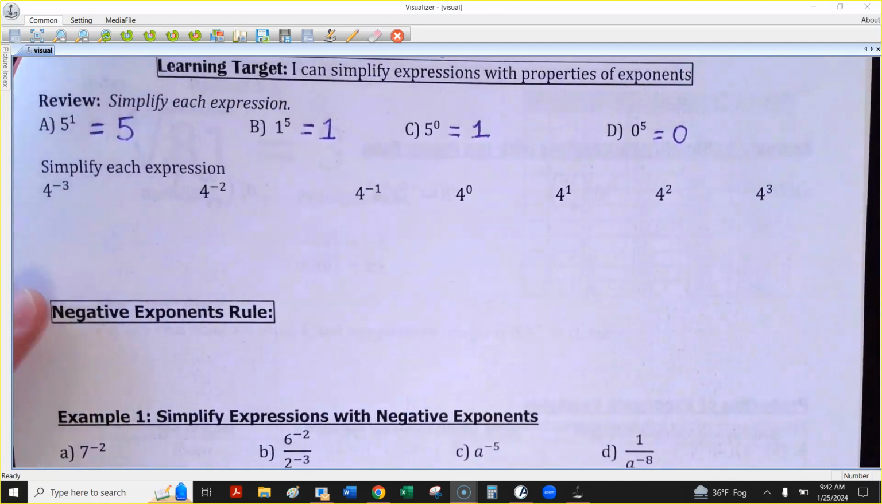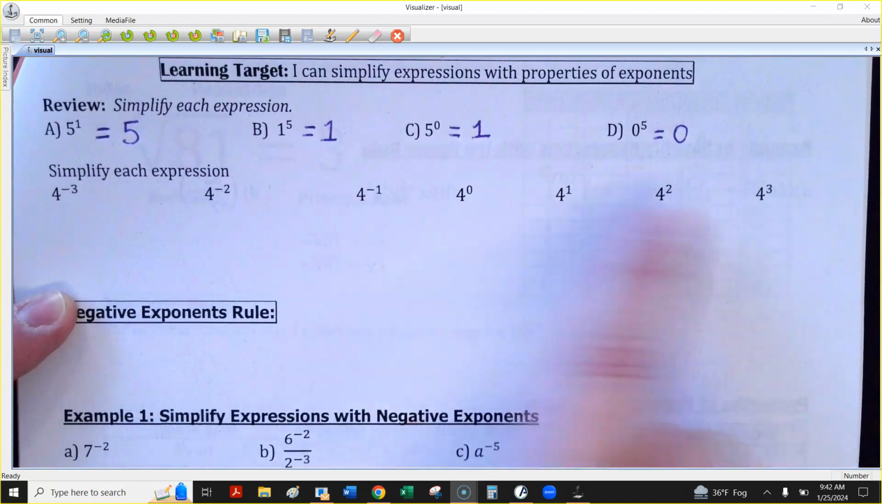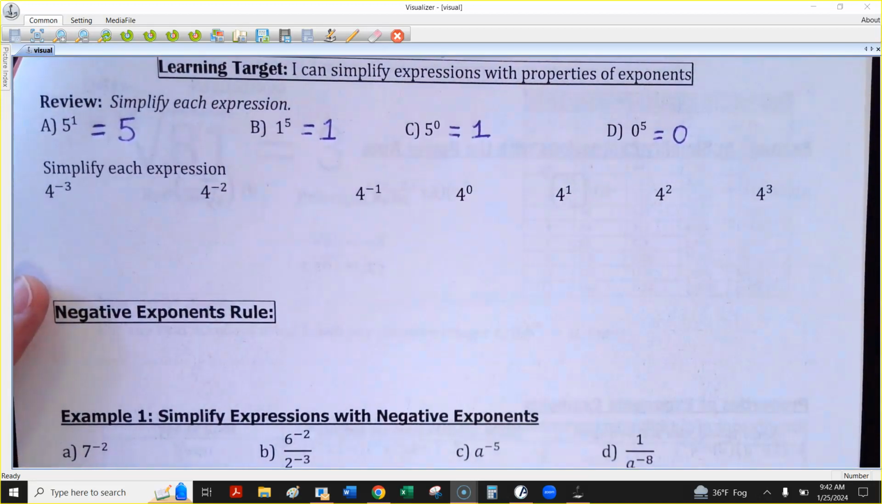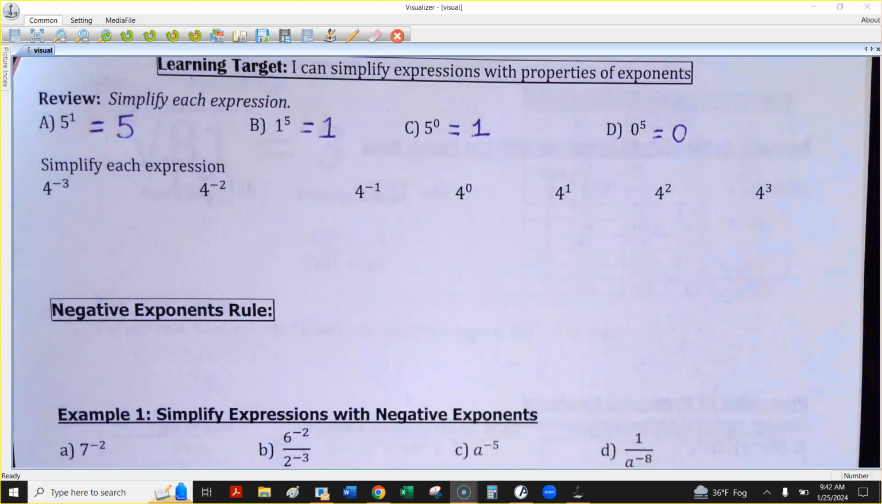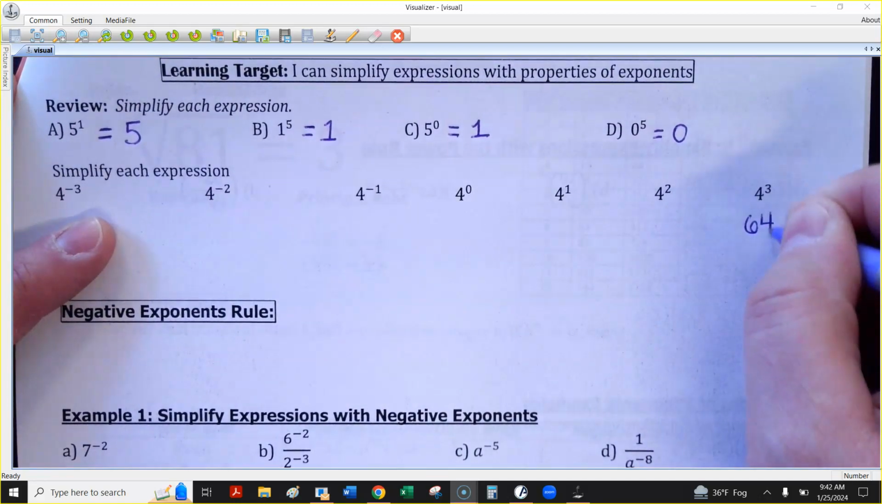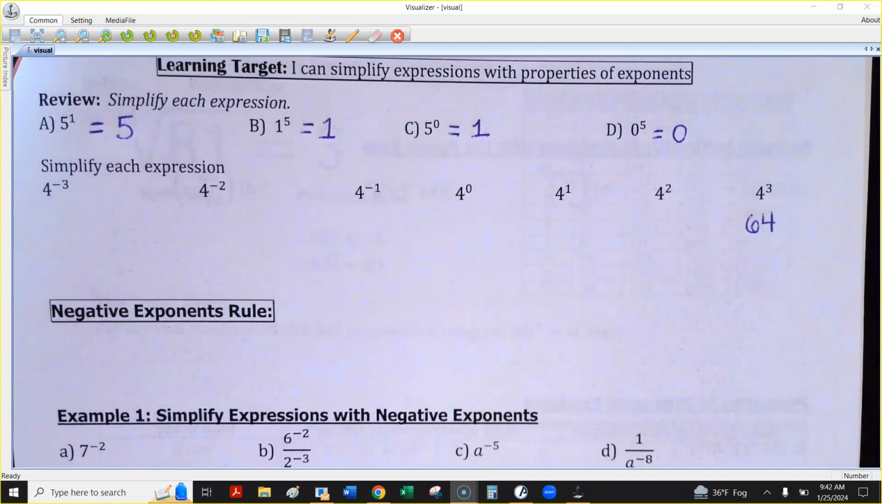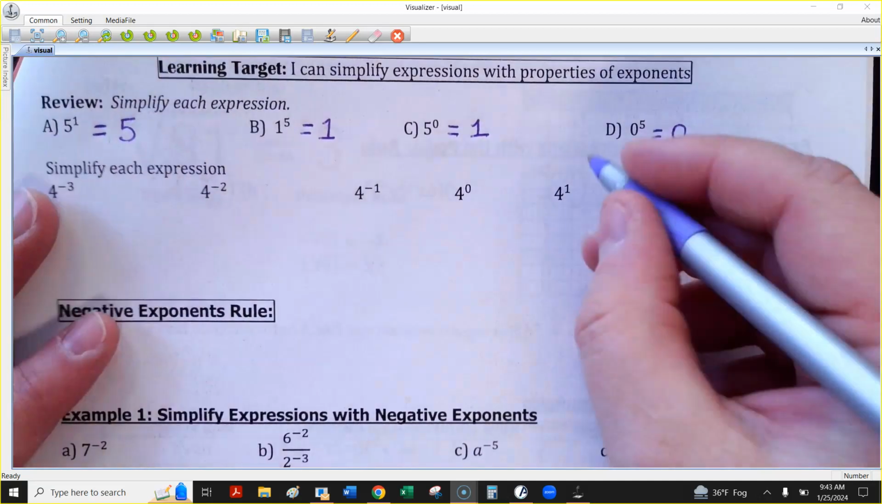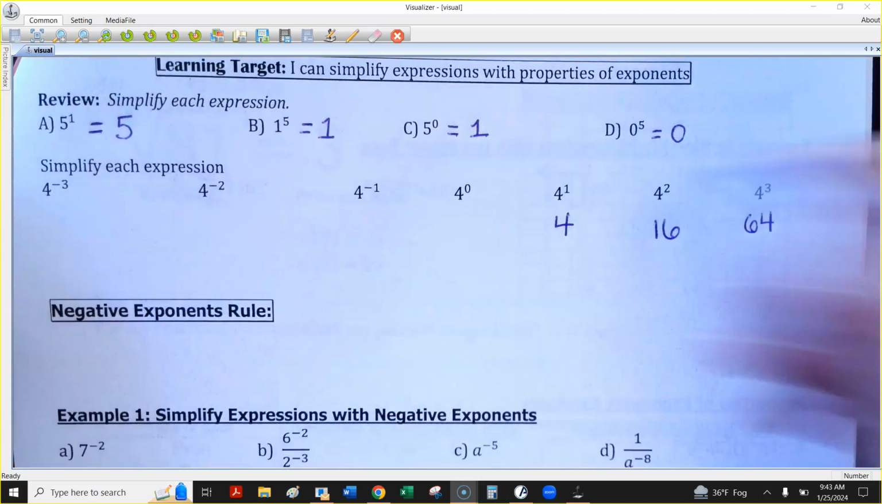Okay, now I know this is not super normal, but I'm going to start all the way over here to the far right. So 4 to the 3rd power just means 4 times 4 times 4. So you're multiplying 4 by itself 3 times. This is 64. 4 squared, 4 times 4, is 16. And anything to the first power is that thing. So 4 to the first power is 4.